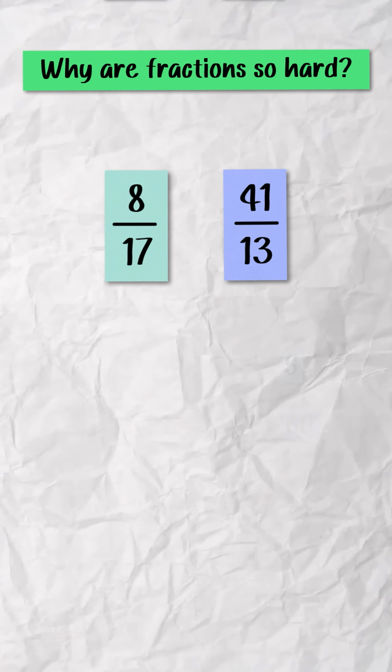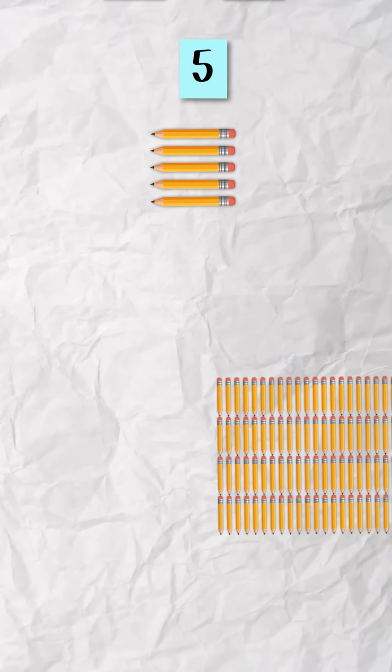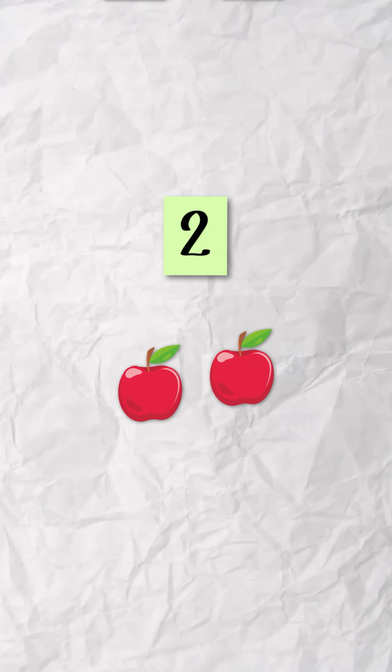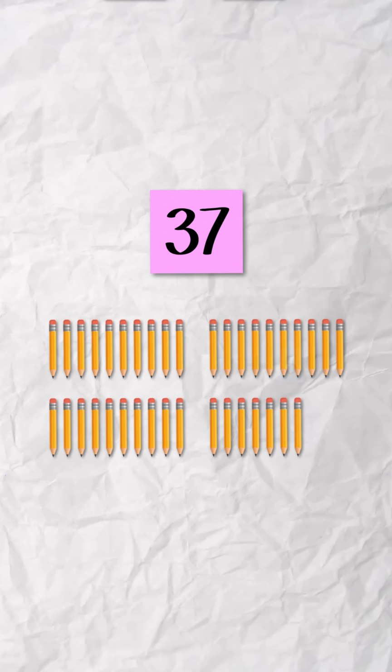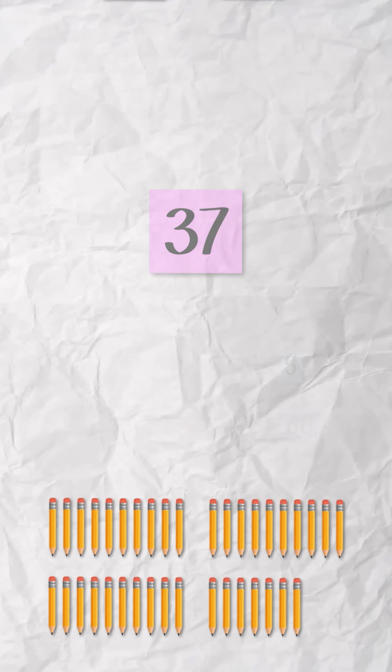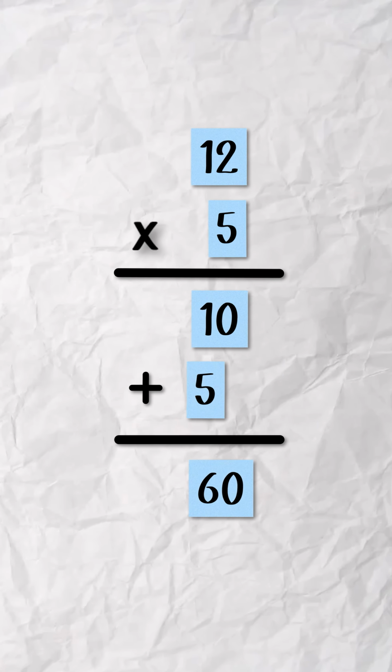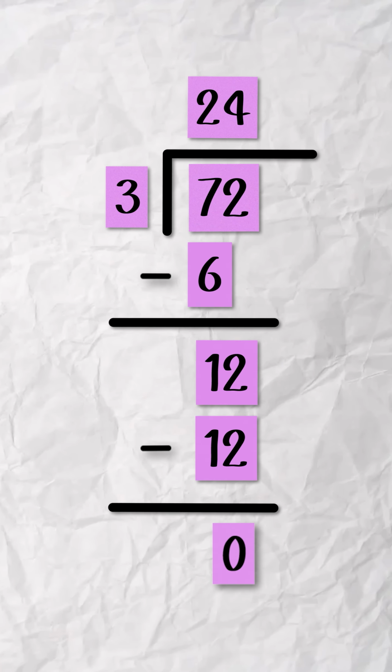Why do fractions feel so hard for students? Well, before learning fractions, students only worked with whole numbers. Numbers represent amounts. If you say 2, you know you have 2 things. If you say 37, you know the number refers to 37 of whatever you're talking about. They learn how to write numbers, they learn how to add, subtract, multiply, and divide using the base 10 system.